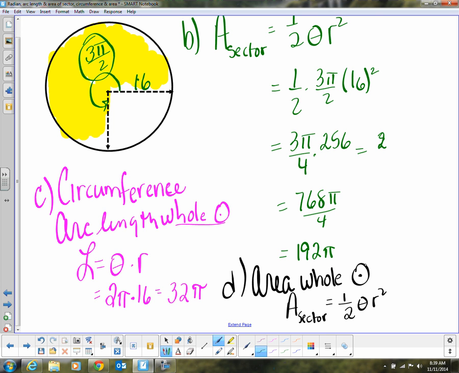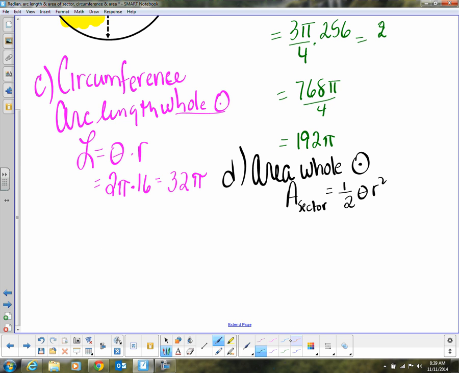All right. So now we're doing area of the whole circle. What is my angle? On the whole circle, what's my angle? So this is going to be 1/2 times 2 pi. What's my radius? 16. 16 squared. So that's going to simplify, and we're going to get 256 pi, and that's the area for the whole circle.